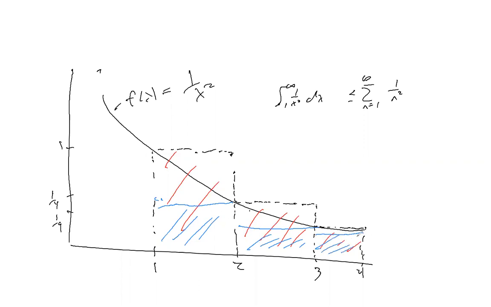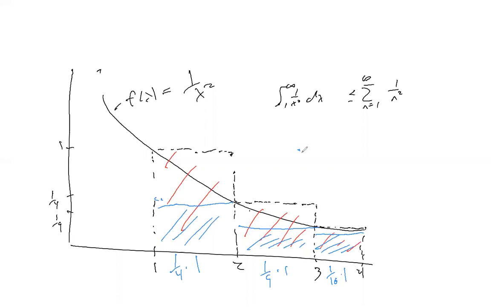And let's add up all these terms. Okay, so what are the areas of these rectangles? These blue rectangles. Well, let's see. This one, what's the height here at this right end point? That's 1/4. So the area of that rectangle is 1/4 times 1. What's the height of this rectangle? 1/9. So the area is 1/9 times 1. This one, 1/16 times 1. So what is the total of this area?